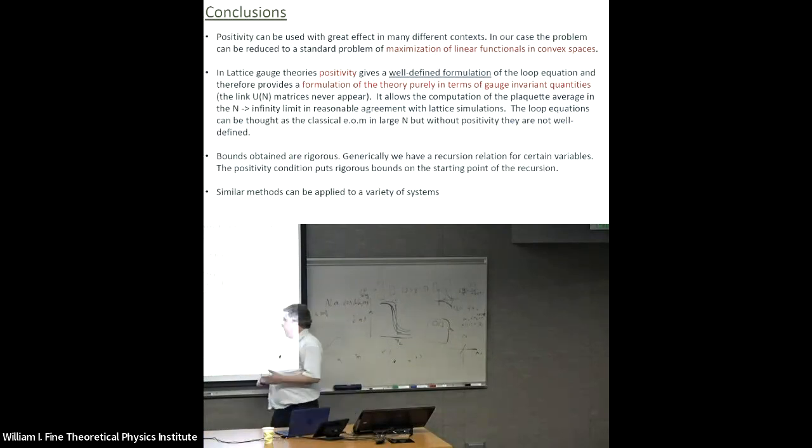But other people use this, not necessarily our thing, but the same type of idea, for other systems and obtain some very important results. And all these results are again rigorous. They are not numerical simulations. They are bounds obtained numerically, but they are strict bounds. The general picture is that you have some quantity with a recursion relation that allows you to compute all the values, but you need to know the initial or starting point of the recursion. The way to find those is to know that this whole set of quantities has to obey some positivity constraints, and therefore you cannot choose the initial values randomly. Okay, that's all. Thank you.